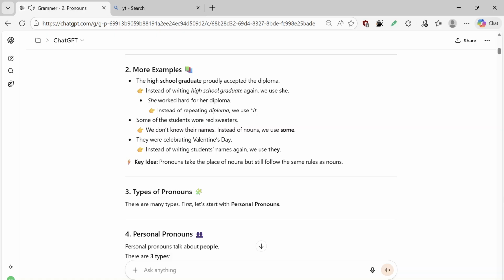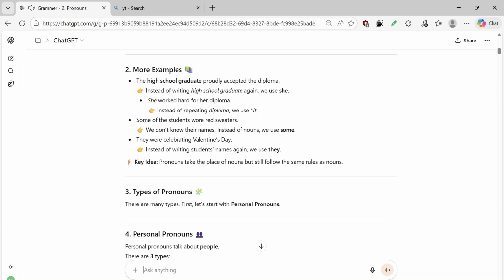Some of the students wore red sweaters. We don't know their names. Instead of nouns, we use some. They were celebrating Valentine's Day. Instead of writing the students' names again, we use they. Key idea: pronouns take the place of nouns but still follow the same rules as nouns.